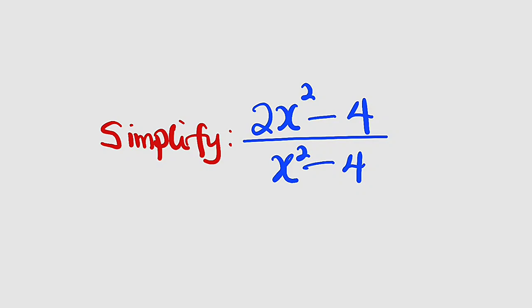Hello everyone. I intentionally asked you this simple question yesterday: simplify (2x² − 4) divided by (x² − 4). Why? Because I know that some people will go the extra mile to cancel this and say that the answer is 2, which is very wrong. In fact, you cannot simplify this.